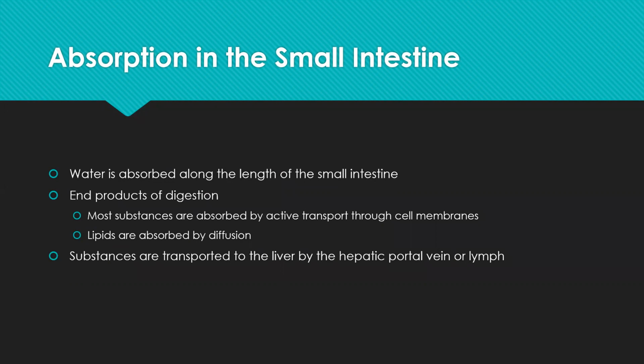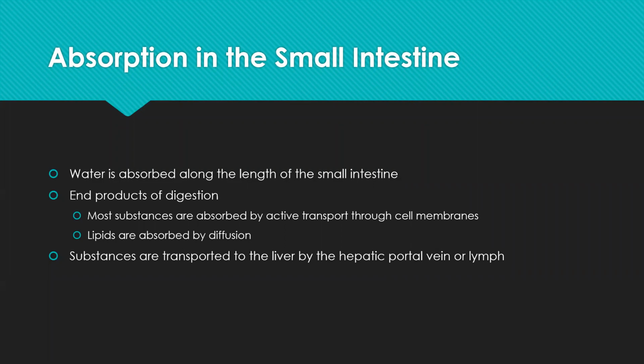And next, coming to the absorption in the small intestine, water mainly is absorbed along the length of the small intestine. Throughout the length of the small intestine, water is absorbed. And the end products of digestion, most substances are absorbed by active transport through the cell membranes, and the lipids are also absorbed by diffusion.